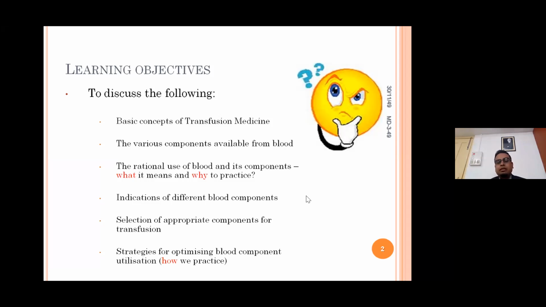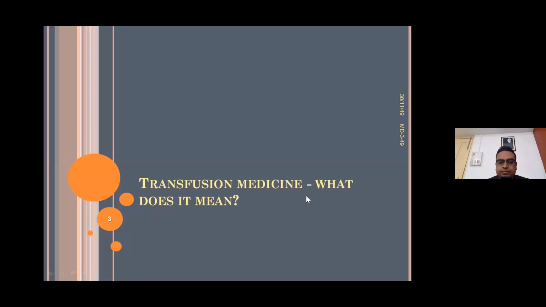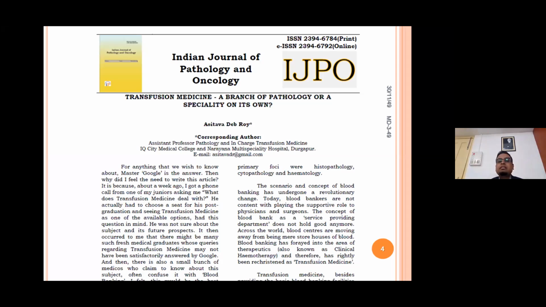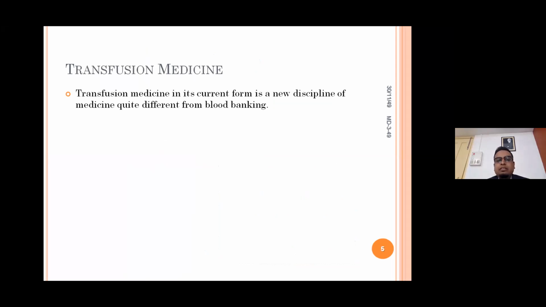So transfusion medicine, what does it mean actually? Now, this was a paper in one of the journals, an Indian journal. This was a paper called Transfusion Medicine: Is it a branch of pathology or a specialty on its own? And a topic of discussion in its own right. But briefly, transfusion medicine in its current form is a new discipline of medicine, quite different from blood banking.